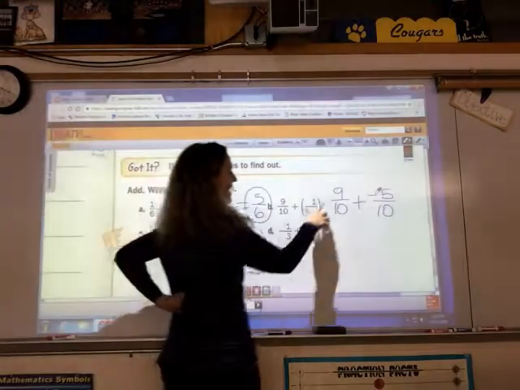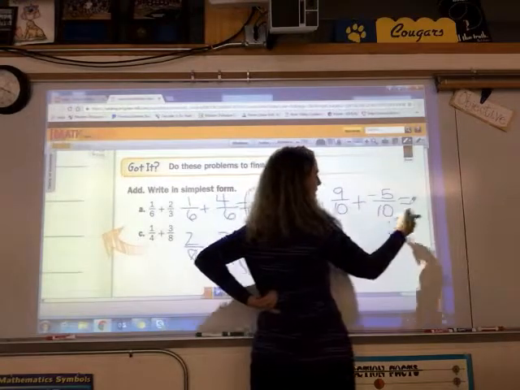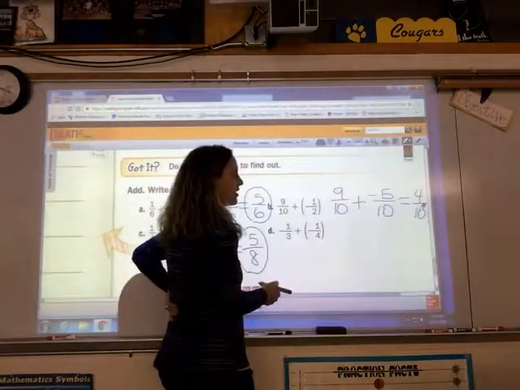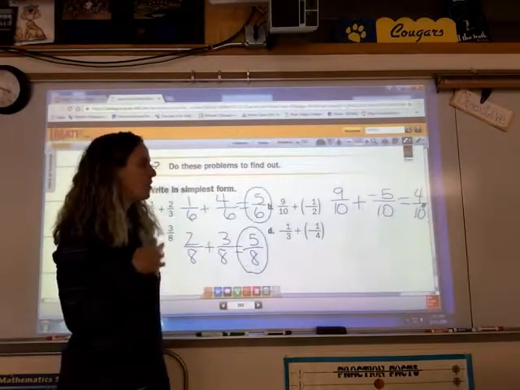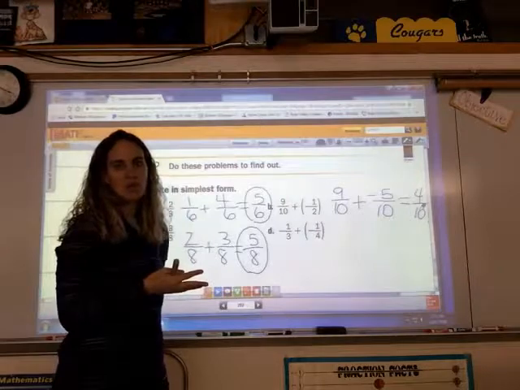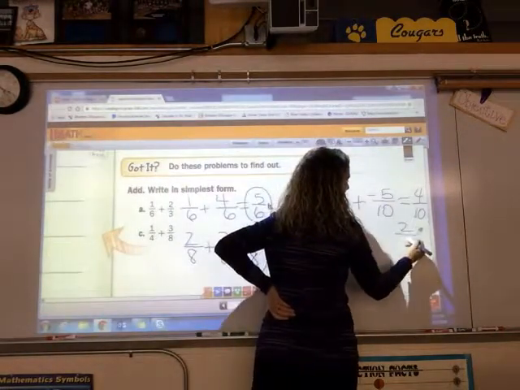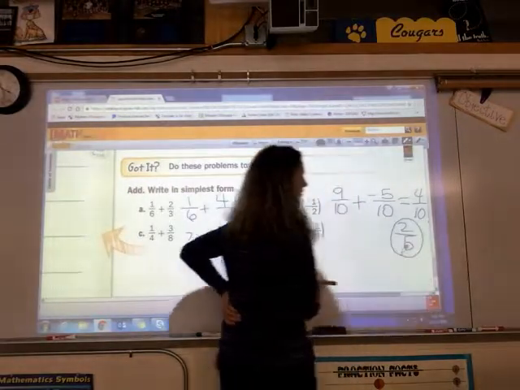Now I can go ahead and add 9 plus negative 5. That's the same as basically taking 9 minus 5, which would be 4. And 10 is my denominator. Now, 4/10 can be simplified down. What you're asking yourself, what goes into both 4 and 10? Well, 2 can. 4 divided by 2 would be 2, and then 10 divided by 2 would be 5. So my answer is going to be 2/5.